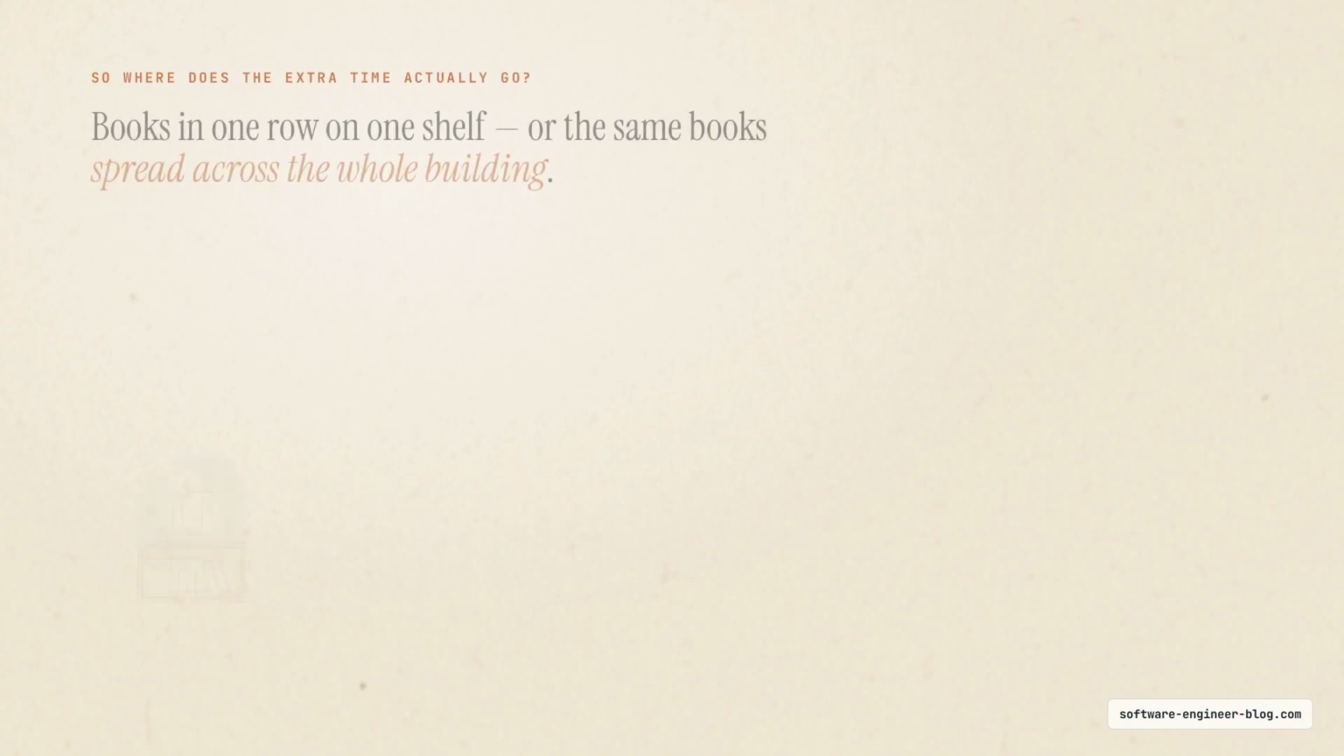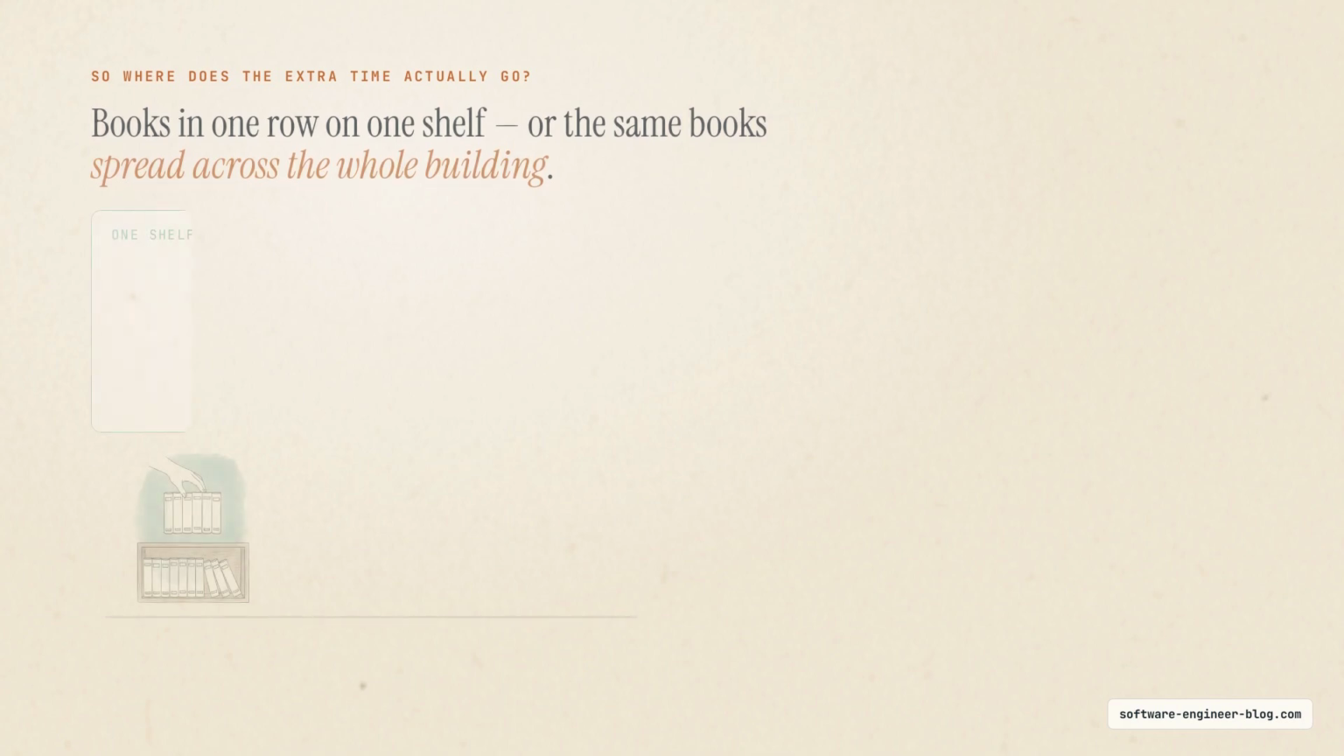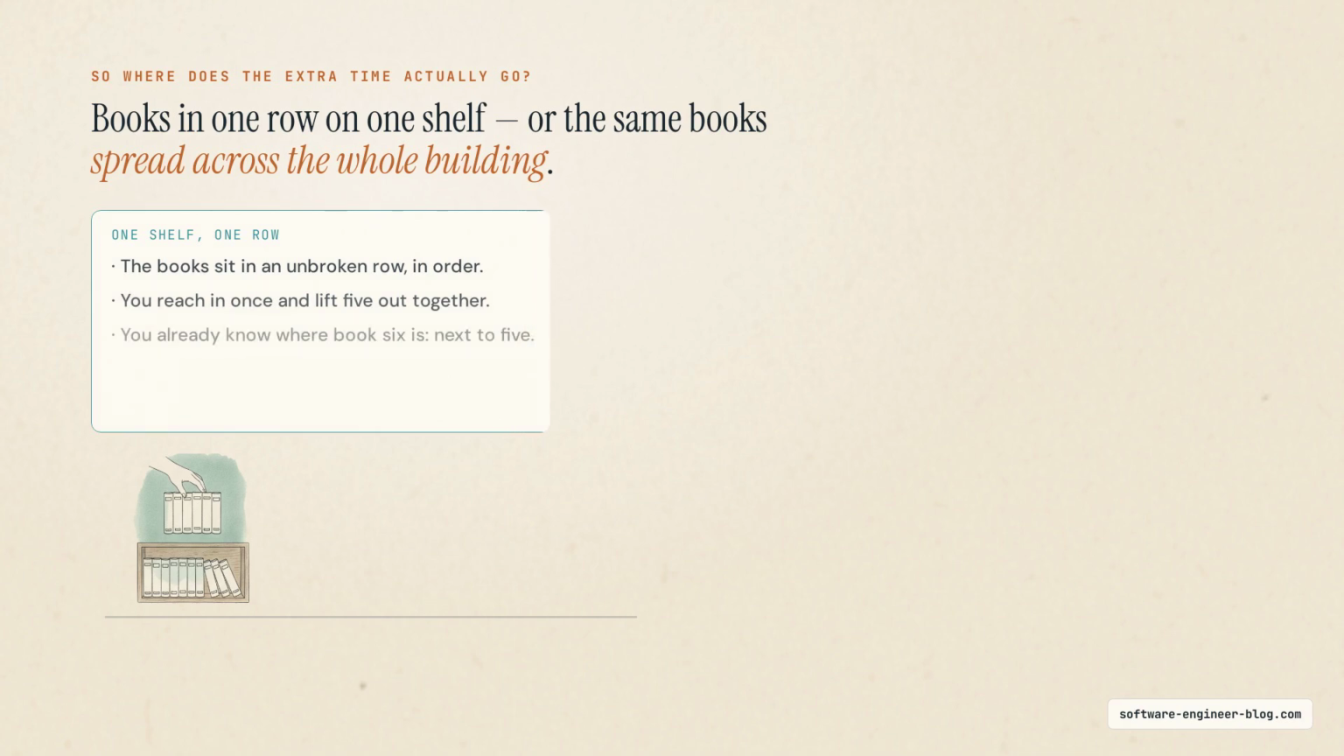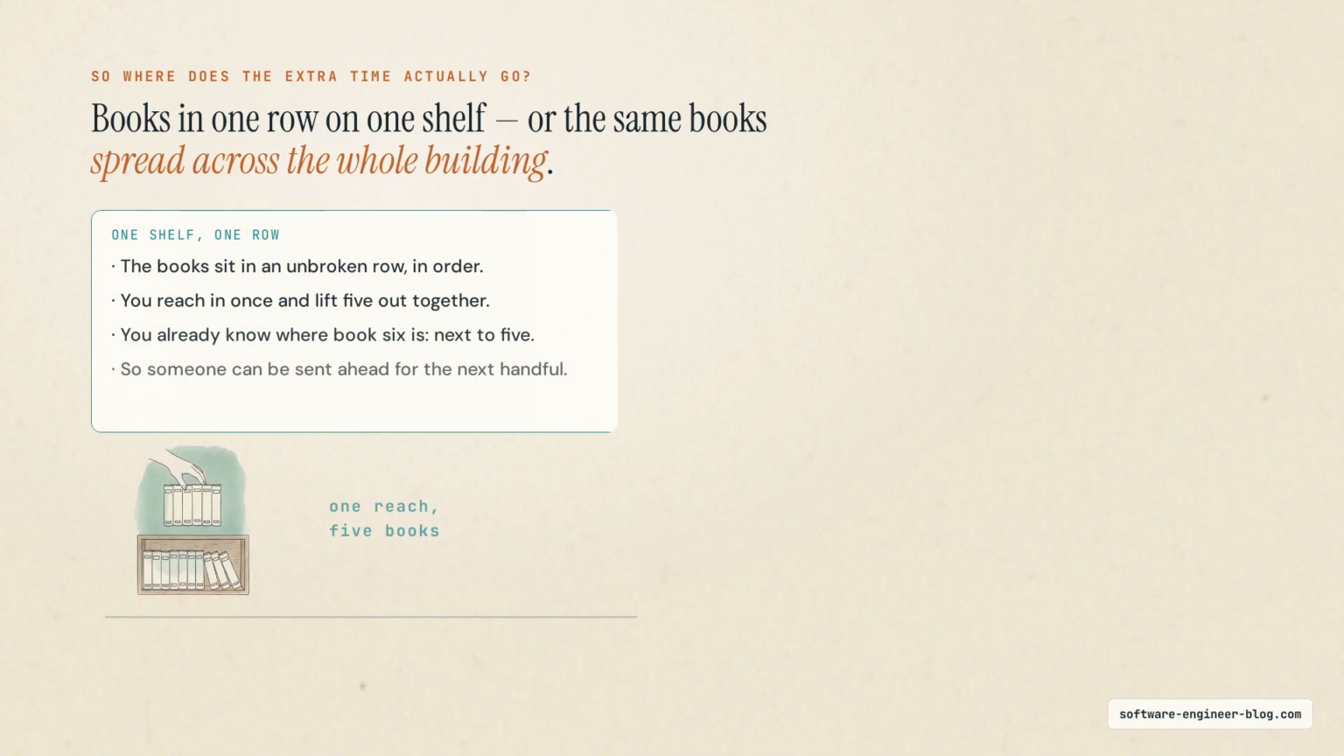Before any code, one picture. Imagine a library. On the left, 8 books sit in one unbroken row, on one shelf, in order. You reach in once and lift 5 of them out together. You already know where book 6 is. It is right next to book 5. So you can send someone ahead to fetch the next handful while you read.